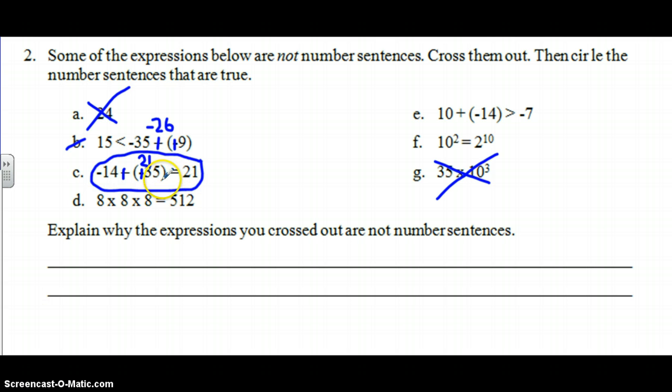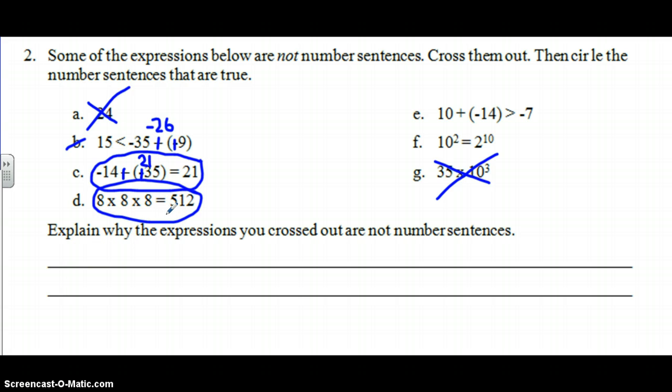C should be circled because I'm going to again change this to adding the opposite. My signs are now different. The difference between 35 and 21 means or 14 means to subtract. We get 21. There are more positives, so 21 equals 21. This is a true statement.